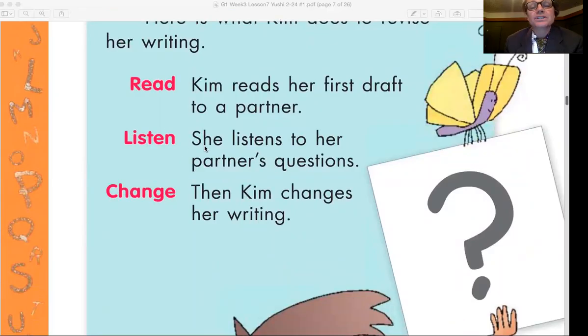She listens to her partner's questions. So her partner had some comments and questions. So she listens to that and then changes. Then Kim changes her writing. So you can use a friend or a parent or a grandparent or a neighbor. You can use somebody to read it to. I don't think it should be your dog, because your dog would listen very well but would not be able to answer back and ask questions unless you have a magical dog of some kind. So I think it should be a person, and you should read it out loud like Kim did and see what their questions are, and then listen and then change.